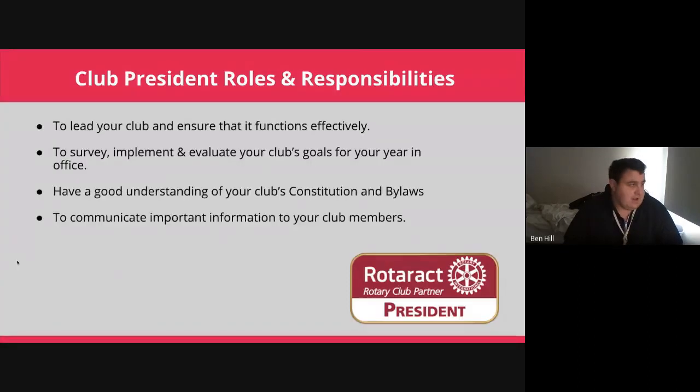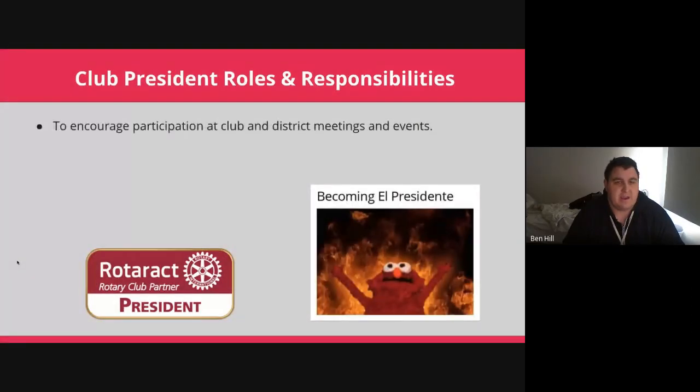Then on the next slide, we've got encouraging participation at club and district meetings and events. So obviously when we're in our club, we can have some awesome events and some fun meetings that we're trying to do as president, but it's important to get people outside of the club to see how big Rotaract is through other club events and things like ARC.